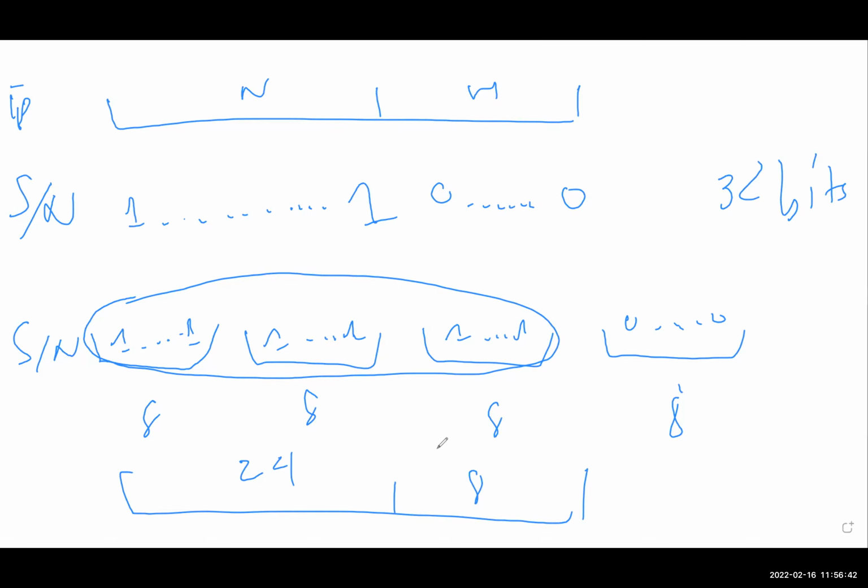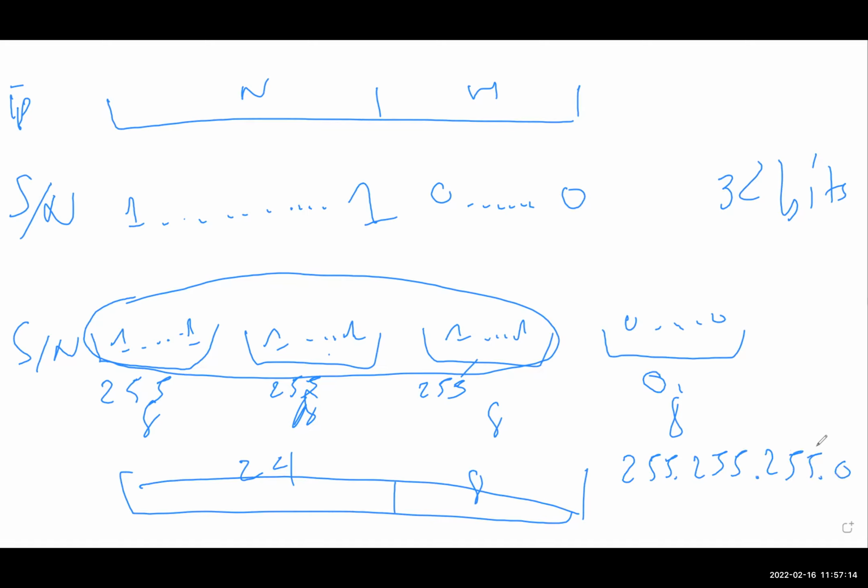Now with the subnet mask also, to make it simple, they convert it to decimal. If you have 8 bits of number 1, you convert it, you have 255 here. 8 bits of number 1, you have 255. 8 bits of number 1, you have 255. And 8 bits of number 0, you convert it, you have 0. So this network has the subnet mask in decimal 255.255.255.0. I think that answers the question before, right? Why 255.255.255.0?